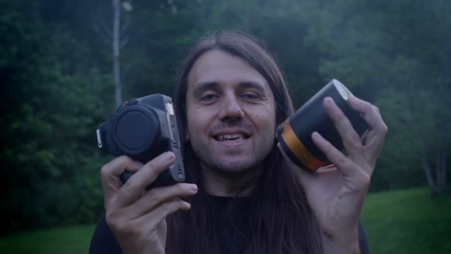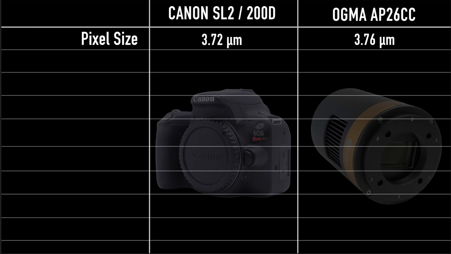Let's next really get into these two cameras themselves and do a little bit of a technical comparison of the features of this particular modified DSLR and this particular astronomy camera that I've picked for this comparison today. Okay, first up we have pixel size, and you can see I made sure that they were very similar because I didn't want that to be a factor in this comparison.